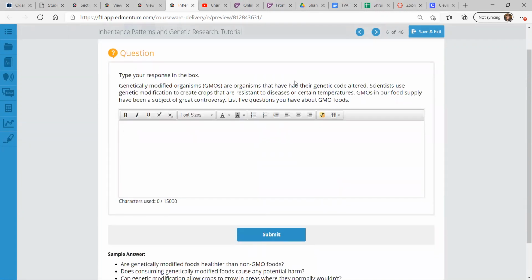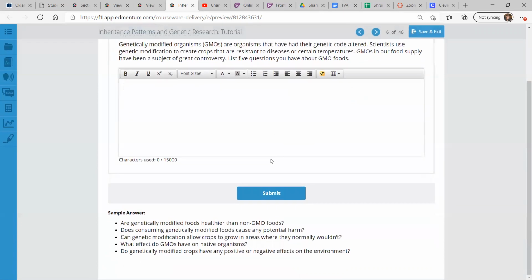And the next one, genetically modified organisms, GMOs, are organisms that have had their genetic code altered. Scientists use genetic modification to create crops that are resistant to diseases or certain temperatures. GMOs in our food supply have been a subject of great controversy. List 5 questions you have about GMO foods.